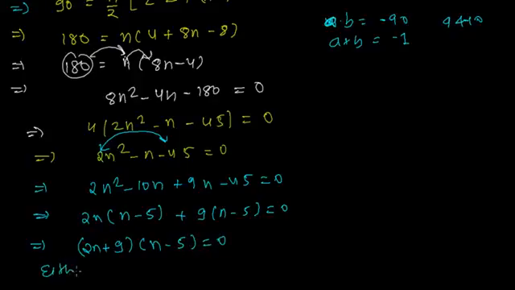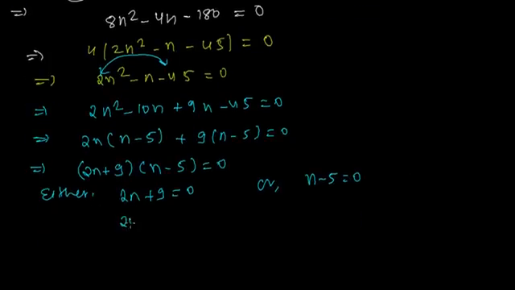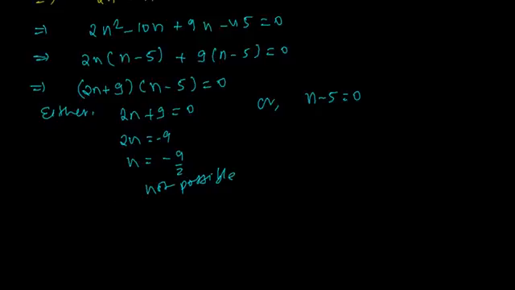Now either 2n plus 9 equals 0, or n minus 5 equals 0. Here, 2n equals minus 9, and n equals minus 9 by 2, and n cannot be a negative number, so this is not possible. Reason why it's not possible? n cannot be negative. You have to write it here.